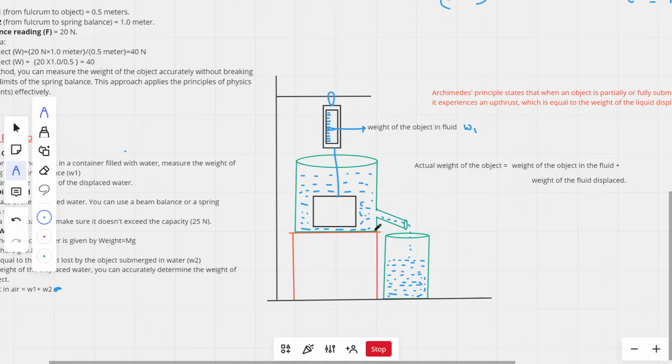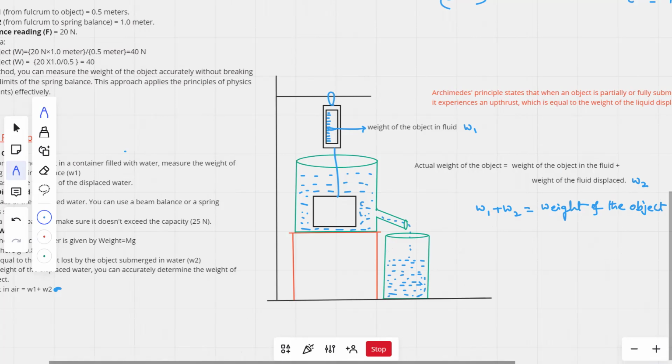Then some water gets displaced by the object, that I will measure with the measuring can, and then later I will weigh it with the spring scale. So that will be W2, the weight of the water displaced by the object. If I add W1 plus W2, it is equal to the weight of the object in air, the true weight. This earlier we measured, that is 40 newtons. Maybe now also it will be 40 newtons. W1 plus W2 gives the weight of the object.